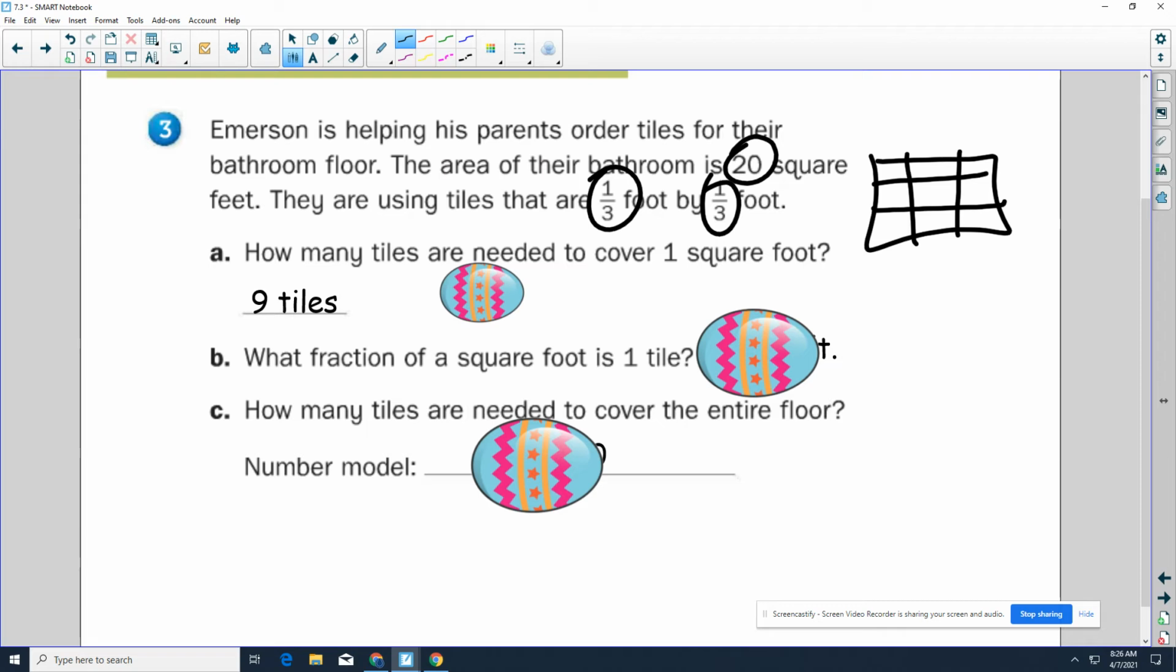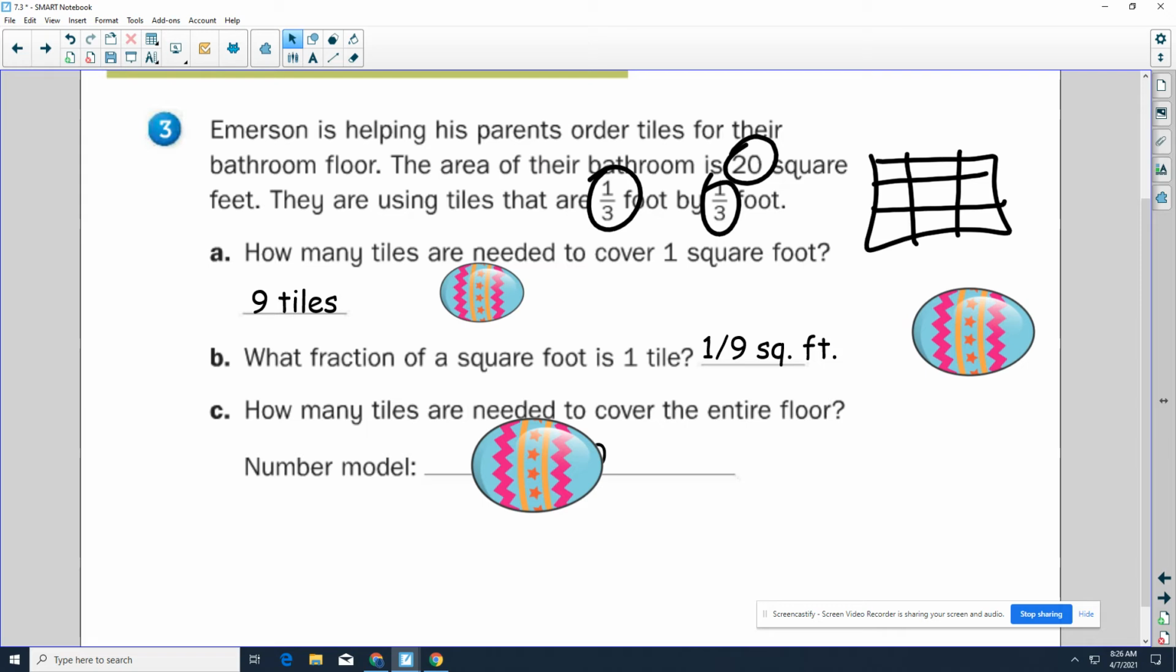So what fraction of a square foot is 1 tile? So if we have 1 tile out of 9, it would be worth 1/9 of a square foot, because we have 9 tiles, but they're asking us how much 1 tile would be. So 1 would be 1/9, because 9/9 would be the whole number there, or 1 whole.